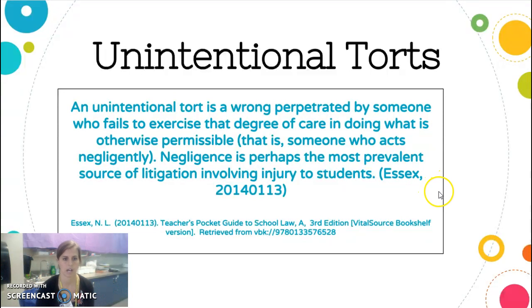Unintentional torts. An unintentional tort is a wrong perpetrated by someone who fails to exercise that degree of care in doing what is otherwise permissible. Negligence is perhaps the most prevalent source of litigation involving injury to students. An unintentional tort, basically, they didn't mean to do it, but it happened anyway.